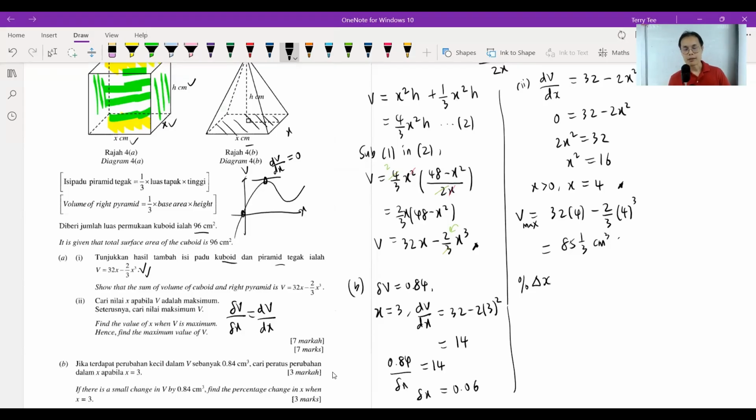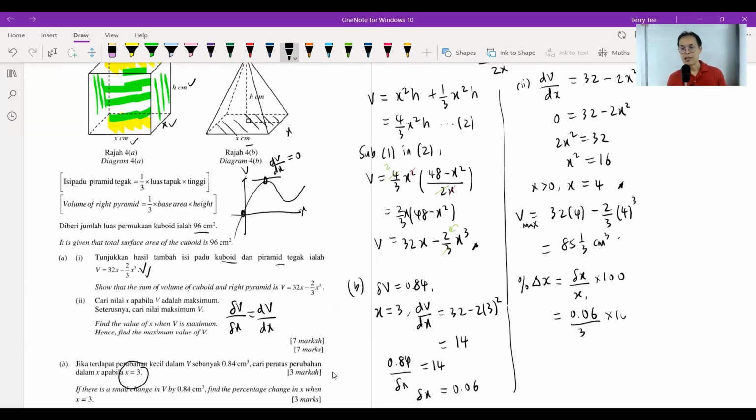Peratus perubahan X, okay, is what? It is your delta X divided by your X. X is your initial value of X, or nilai awal X, multiplied by 100. So I know my delta X, meaning the X value increased by 0.06. Initially, your X is 3, apabila X is 3.